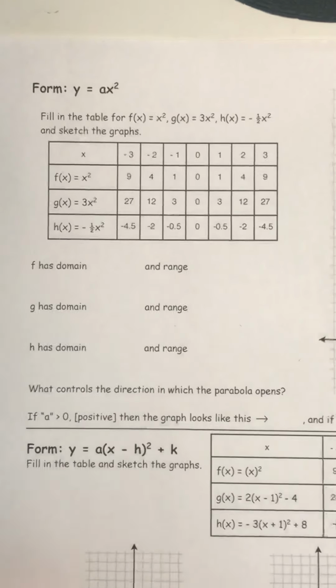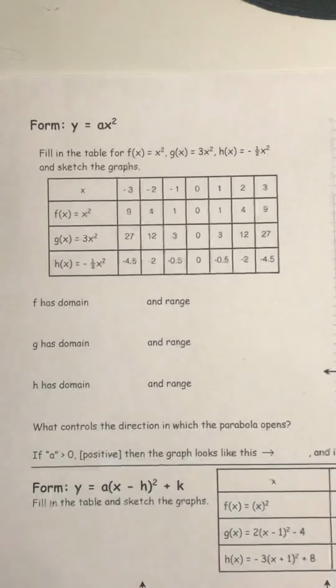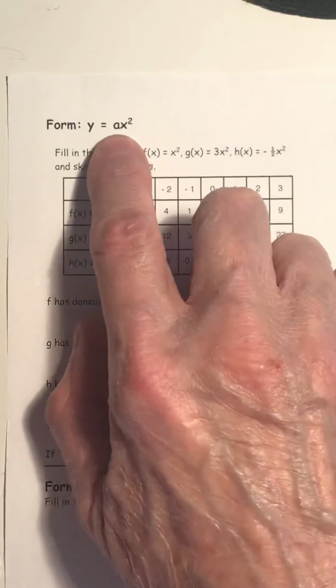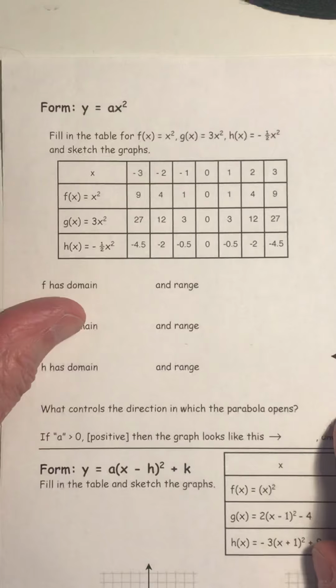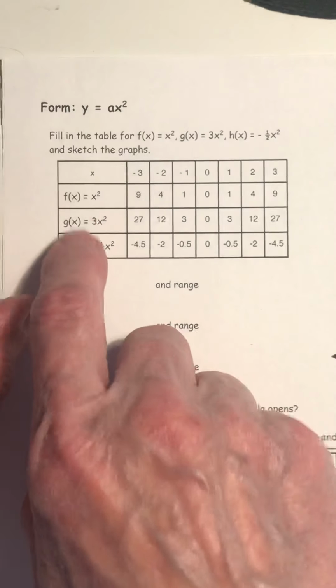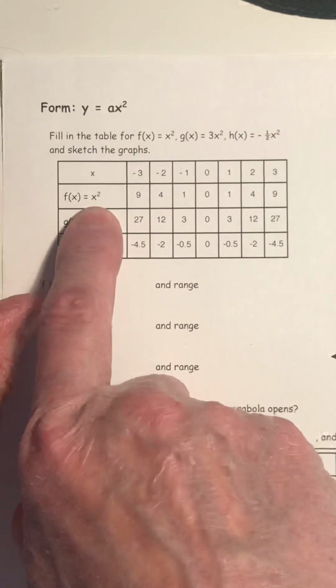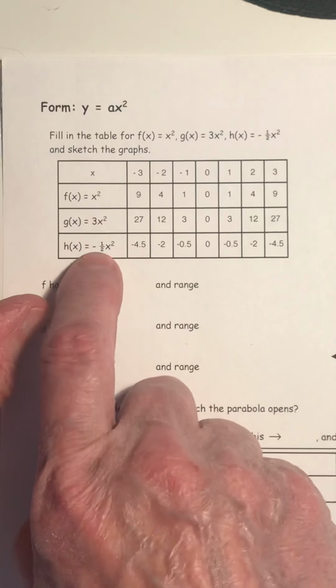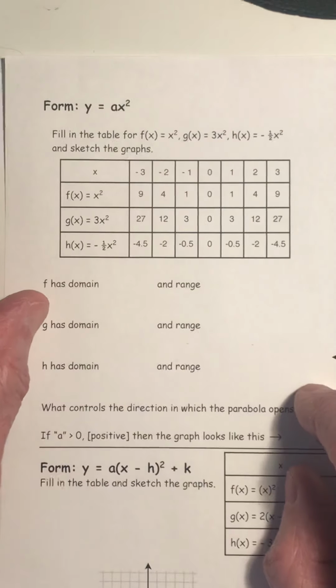We're on page 2, and at the top of the page we're going to look at what the multiplier, the coefficient a, does to the graph. So we've got f, g, and h again. Notice what they are: just plain old x squared, 3x squared, and negative 1/2 x squared. And here's all the values filled in.